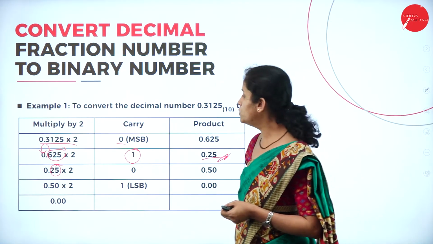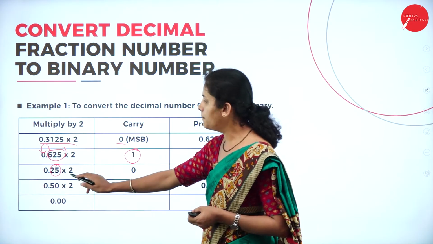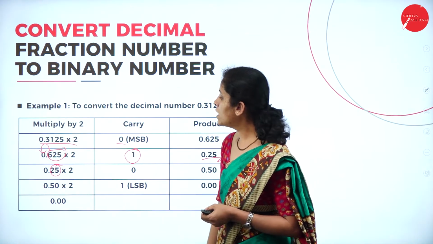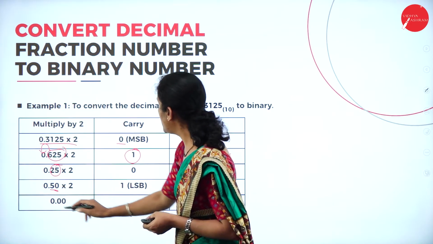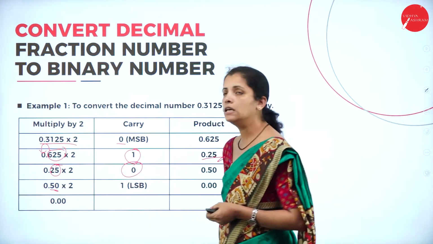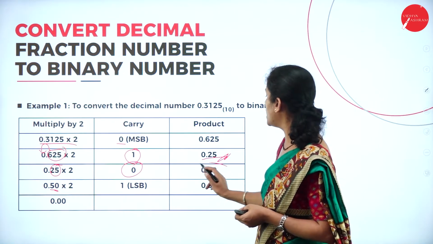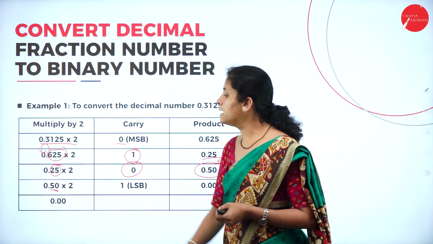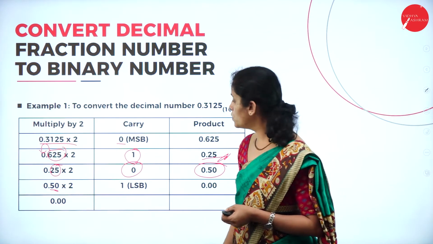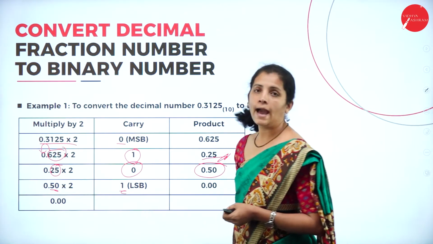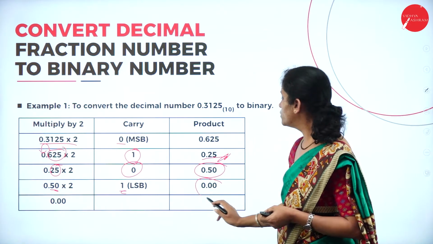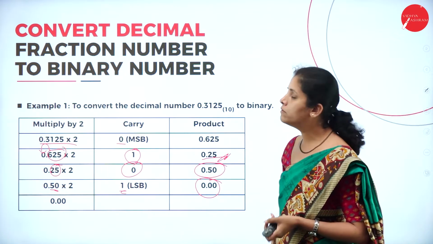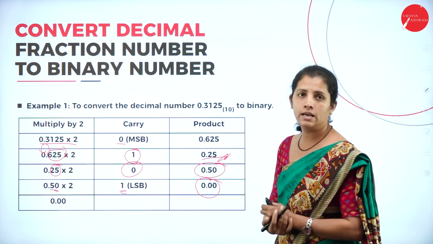Now what I'm going to do? I'm going to multiply this 0.25 by 2. So I'm going to get 0.50, and my carry is 0. And what about the product? That is 0.50. Now I'm going to multiply this number by 2. So I'm going to get the carry 1, and I'm going to get the product 0. So this is the way I can convert a decimal number to binary.